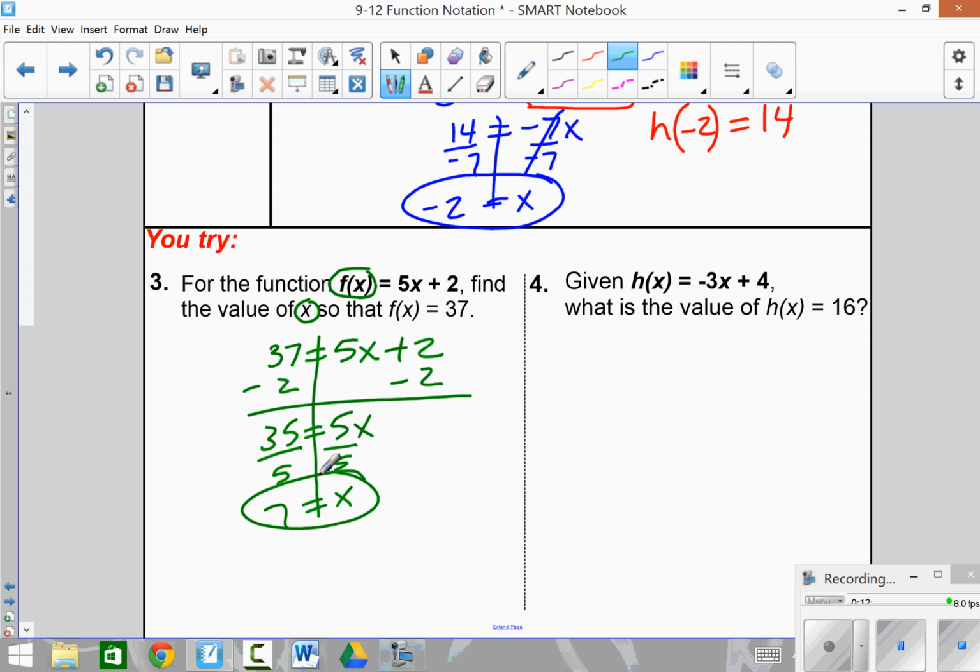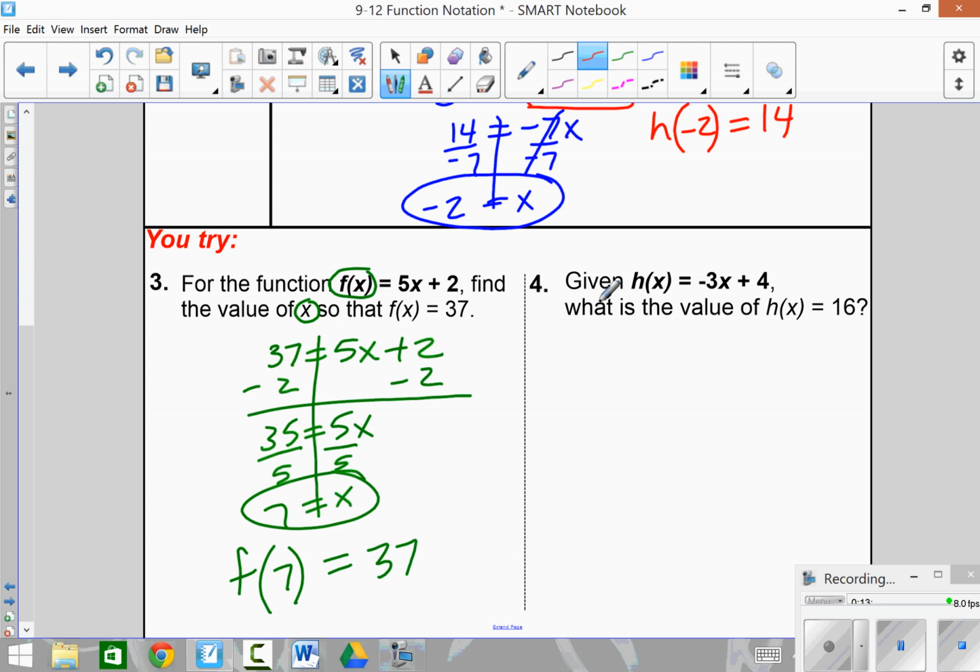And you can leave it at that if you want. If you want to rewrite it back into function notation, you would have filled in this x right here with the 7, because that's what you found x to be. So you would write in this function, when the x was 7, the entire thing equaled 37. That means if I put a 7 back into here, 5 times 7 is 35. 35 plus 2, the entire thing equals 37.